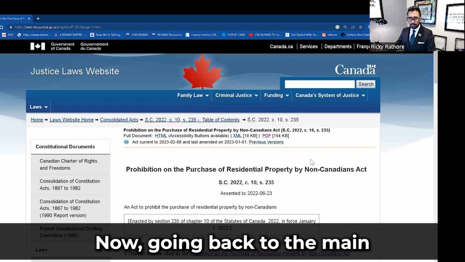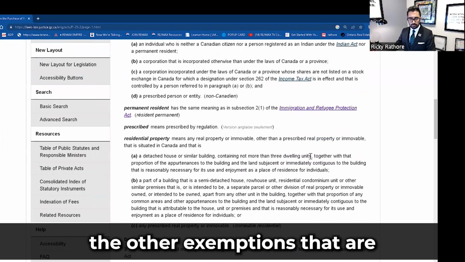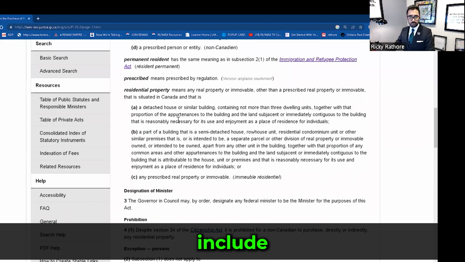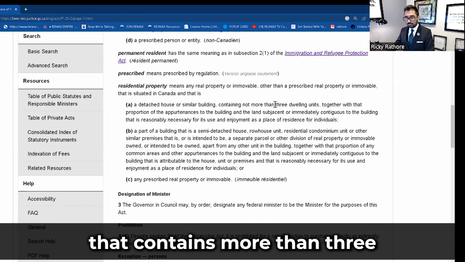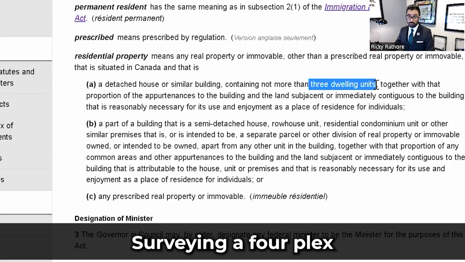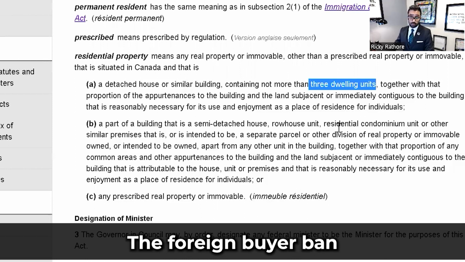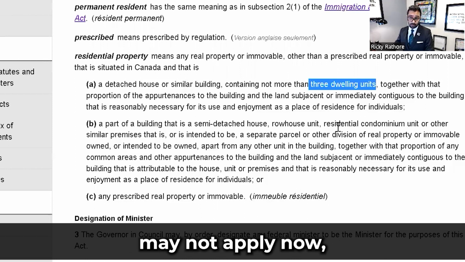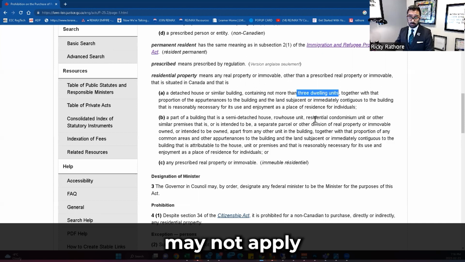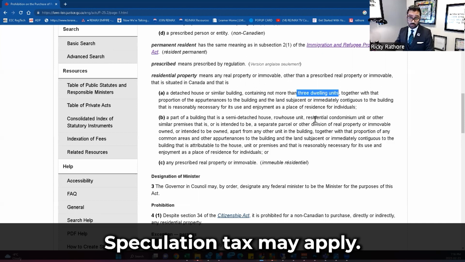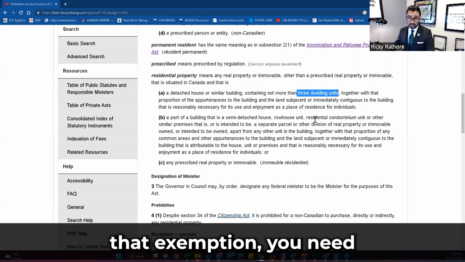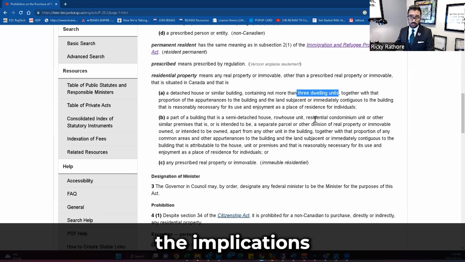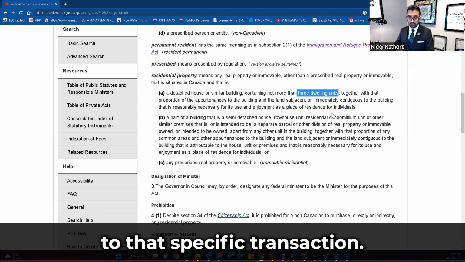Now, going back to the main page here, the other exemptions that are a little bit more apparent include the fact that the foreign buyer ban doesn't apply to any property that contains more than 3 dwelling units. So if you're buying a 4-plex or a 5-plex, the foreign buyer ban may not apply. Now, although the foreign buyer ban may not apply, the non-resident speculation tax may apply. And if you're a foreign buyer looking to exploit that exception, you need to understand the implications of the non-resident speculation tax being applicable to that specific transaction.